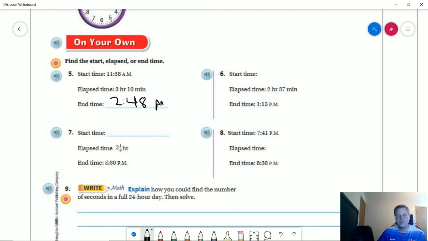So for 2 hours, I'm going to count backward from 5:30 to 4:30 to 3:30. And then I'm going to count backward 1/4 hour, which is 15 minutes. And that would give me a start time of 3:15 p.m.